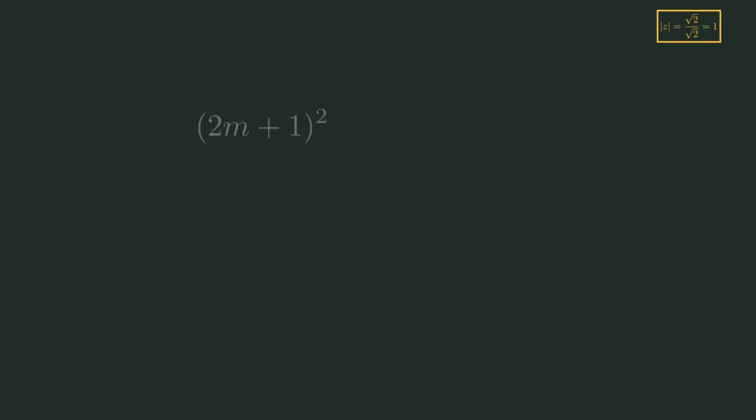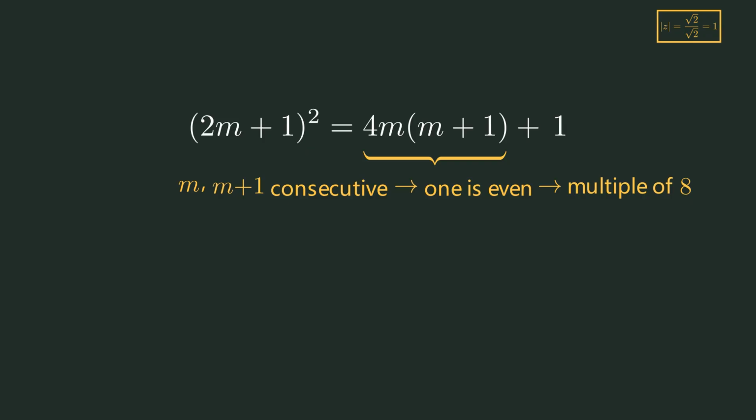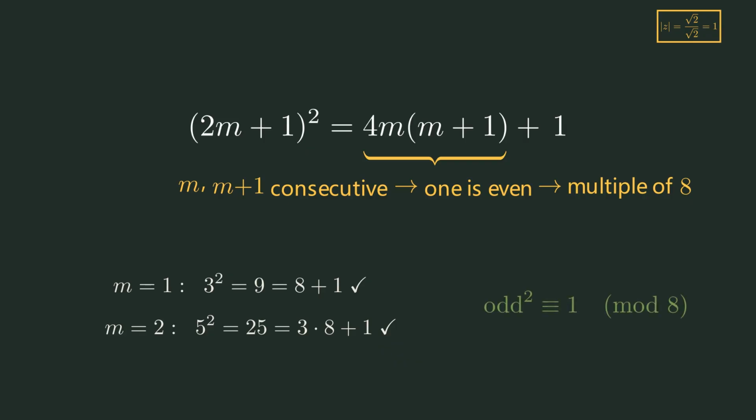That odd family carries the whole problem. So let's check it, not trust it. Any odd number is 2m + 1. Square it: 4m squared + 4m + 1. Group the first two: 4 times m times (m + 1), plus 1. But m and m + 1 are consecutive. One of them must be even. So this bracket is 4 times an even number, a multiple of 8. Try it. m equals 1. 3 squared is 9. 8 plus 1. m equals 2. 5 squared, 25. 3 eights plus 1. Every odd square is 1 more than a multiple of 8. The pattern is real.